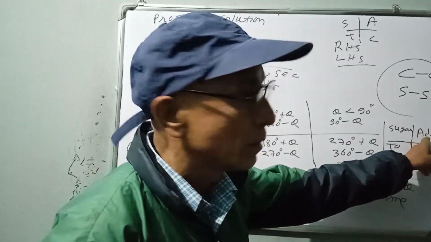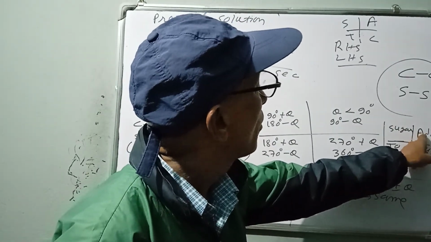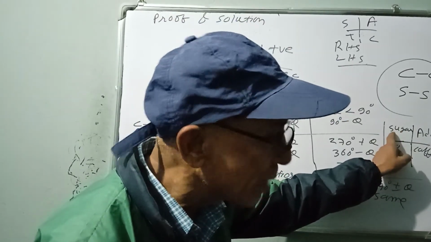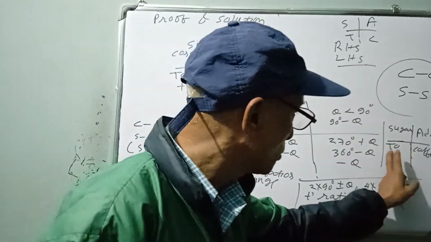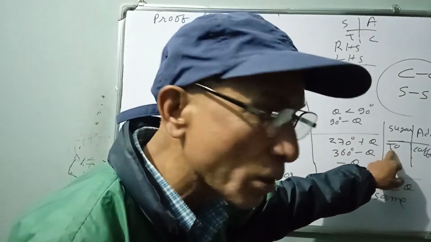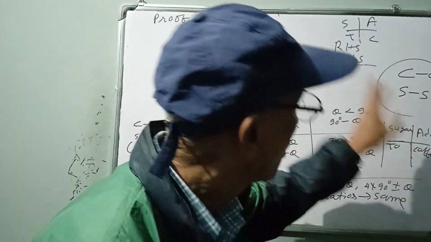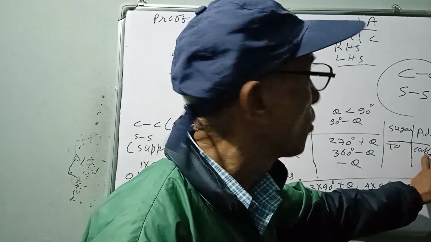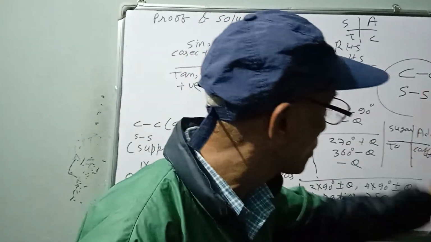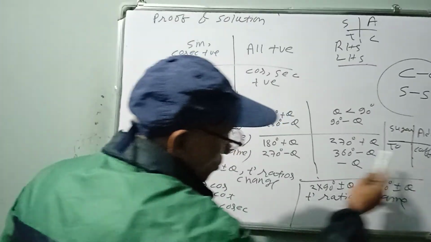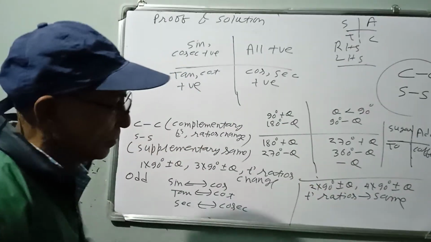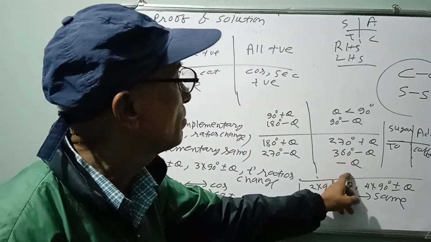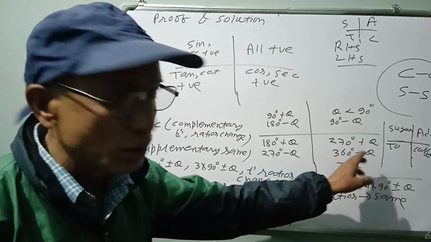Just to remember a sentence: add, all positive in the first quadrant; sugar, second quadrant, sine and cosec positive, others negative; tan and cot positive in the third quadrant, other trigonometric ratios are negative. Coffee means cos and sec are positive and others negative. Cos, which angle? 270 plus theta, ratio same but cos and sec positive. 360 degree minus theta, ratio same, cos sec positive, others negative.